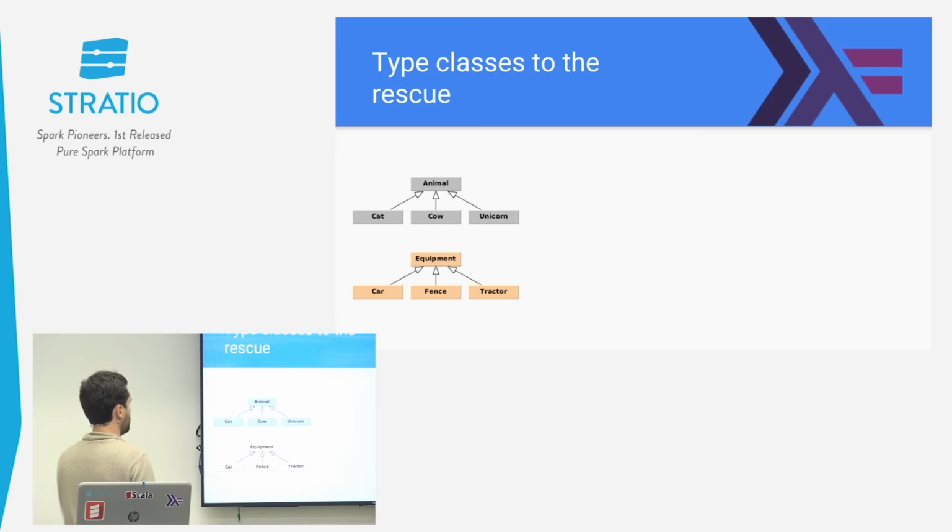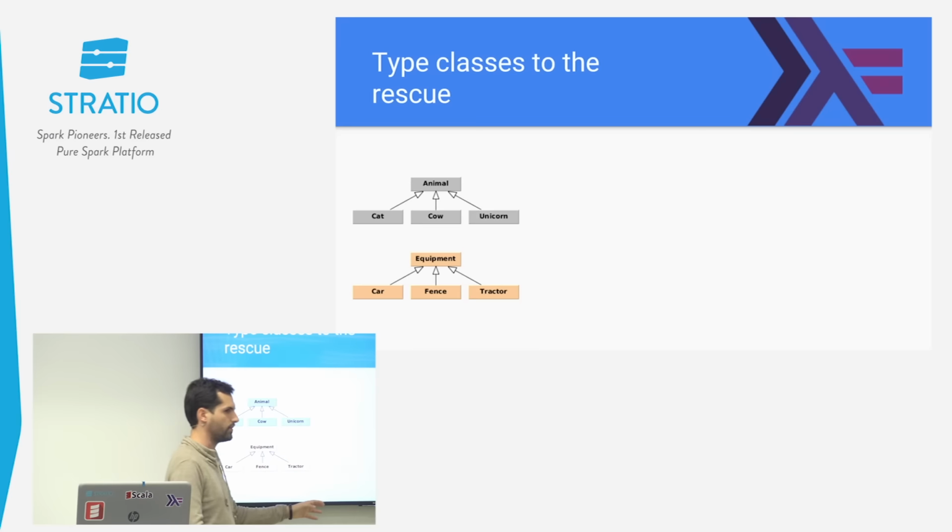So you have this animal and this equipment. These are types. It's an algebraic type. You have an animal, which can be a cat, a cow, and a unicorn. You have equipment, which can be a car, a fence, a tractor. But you don't have here the method meow, the method moo, the method, I don't know, whatever a unicorn does. Then you don't have the method, no?